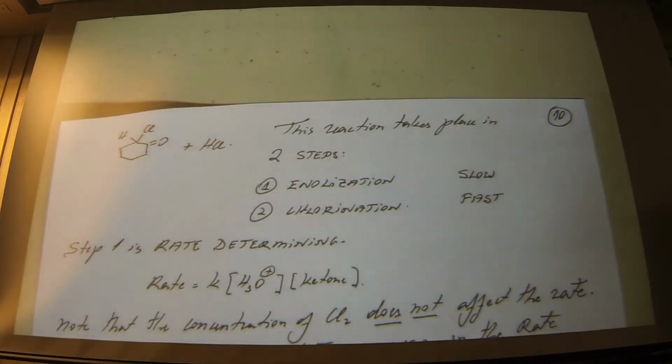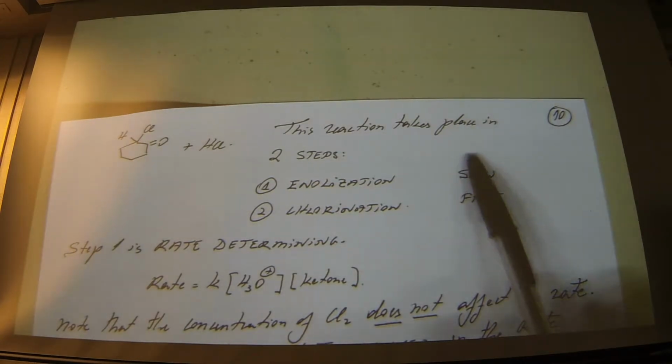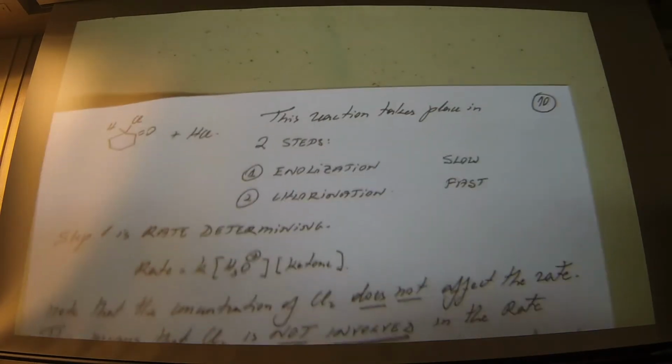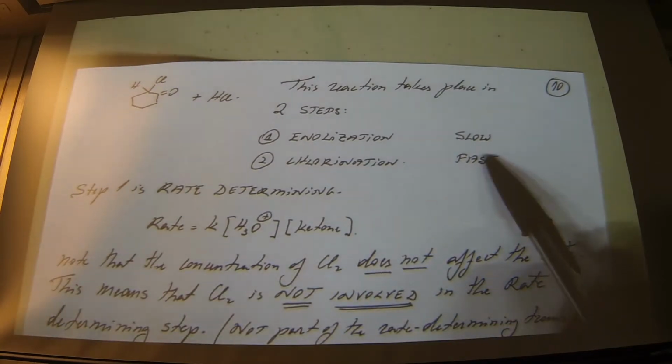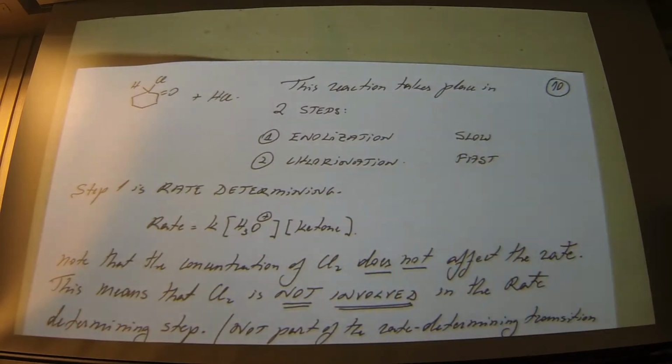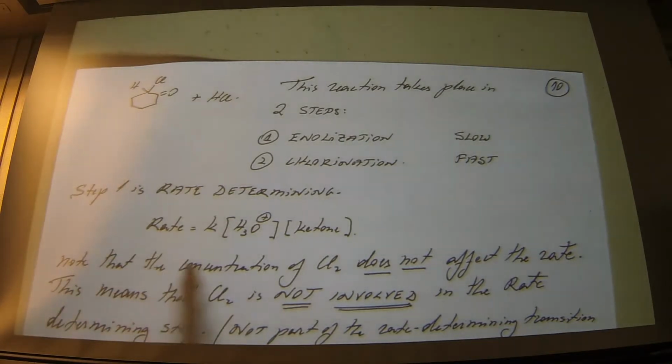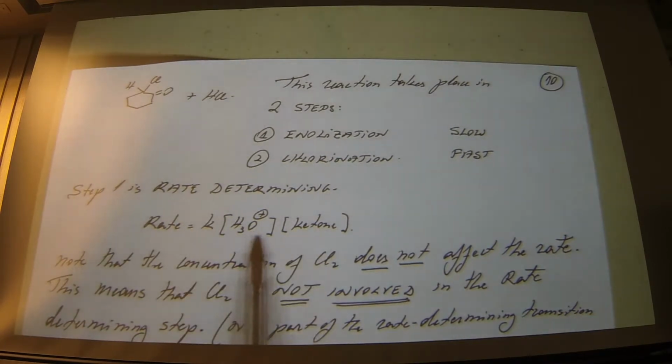Okay, so it's the same thing with the enolization. The first step is slow, second step is fast, and so the rate doesn't depend on the chlorine concentration. The chlorine never gets into the act until after the rate limiting step. So in the rate limiting transition state, chlorine isn't there. If it's not there in the rate limiting transition state, guess what? It's not there in the rate expression either. And so the rate for the chlorination under acid catalyzed conditions depends only on the concentration of ketone and acid.